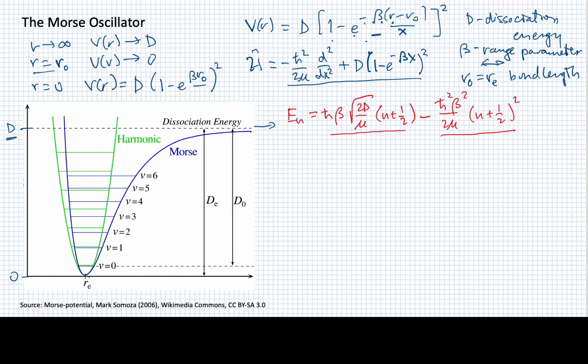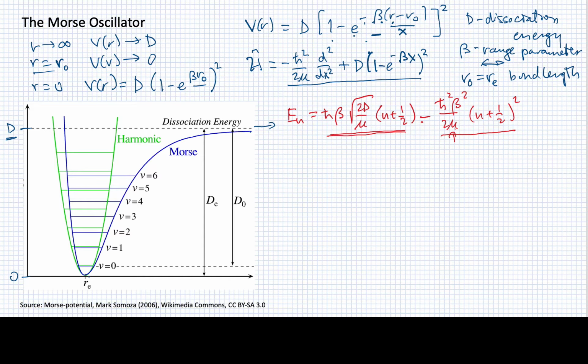And you'll note that because reduced mass is always positive, and we got h bar squared beta squared, this is a positive coefficient here. And with the minus sign in front, it means that these are going to reduce the energy levels relative to the harmonic oscillator energy levels. Okay, as a preview, you can see that a little bit happening here.